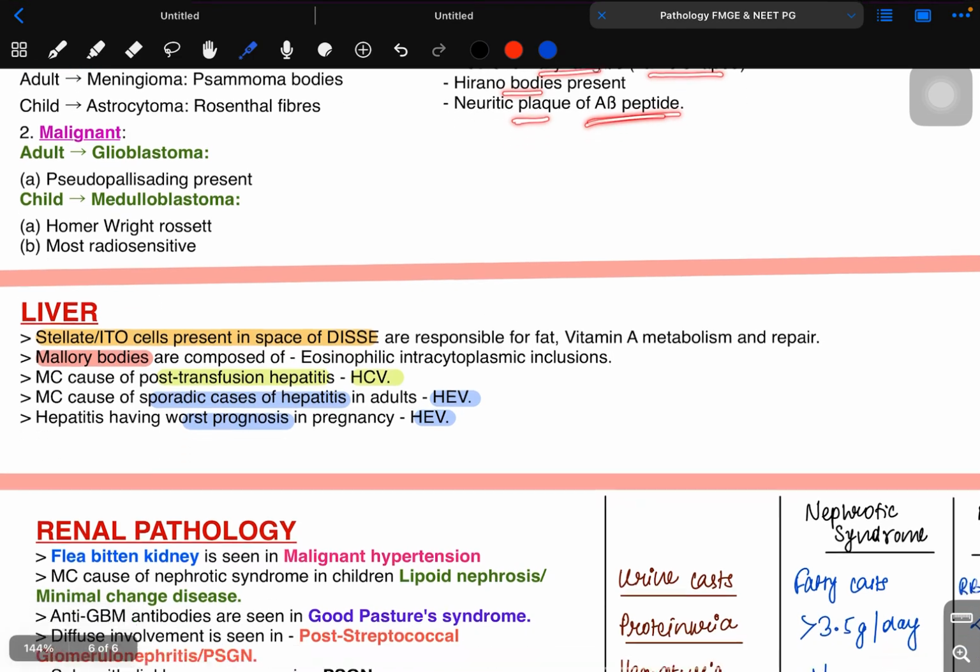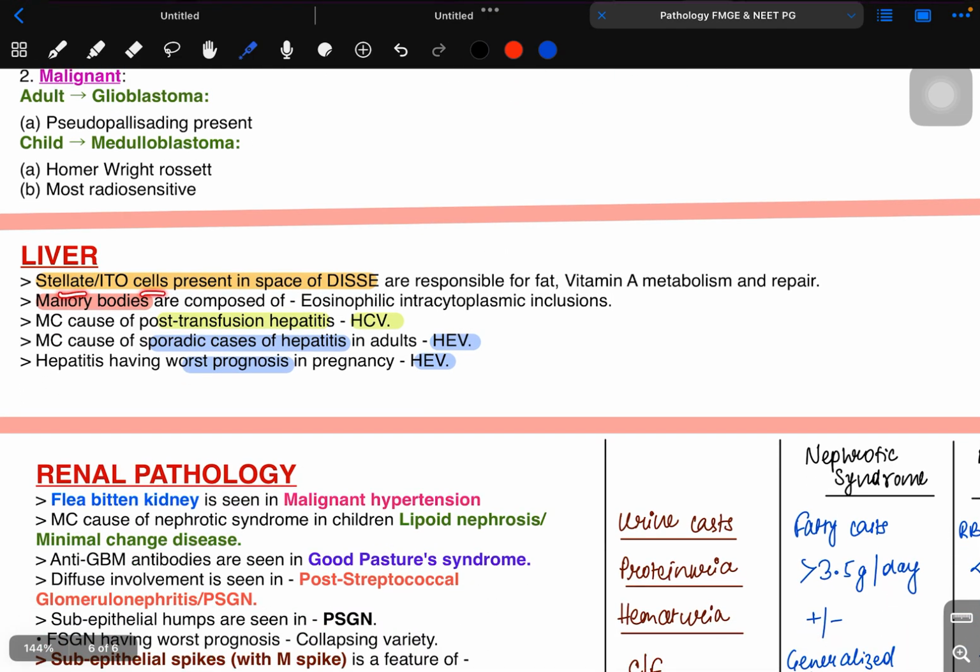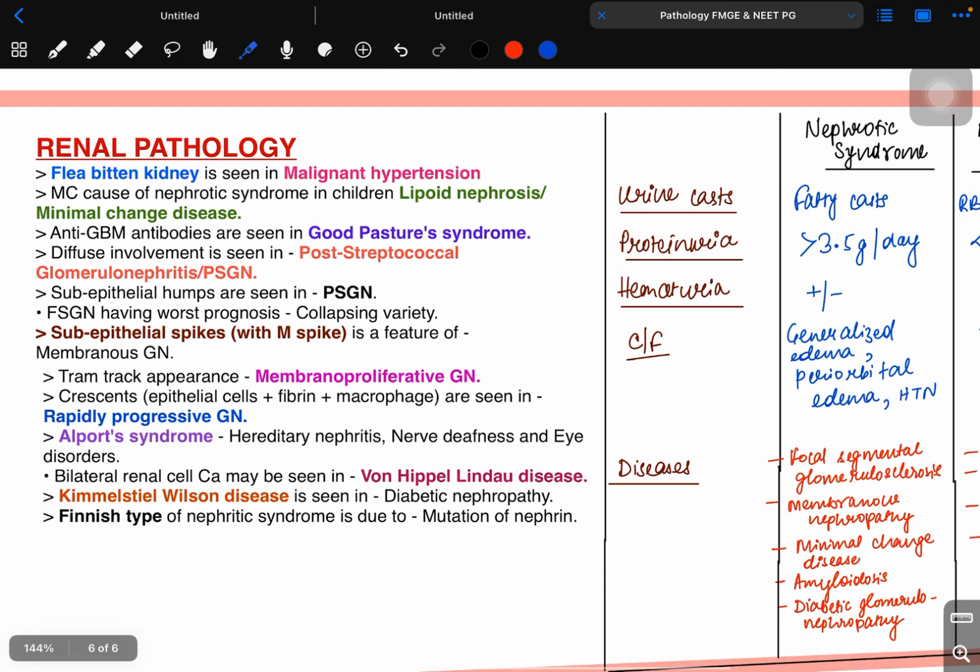Coming to liver, stellate or Ito cells present in the space of Disse are responsible for fat and vitamin A metabolism and repair. Mallory bodies are composed of eosinophilic intracytoplasmic inclusions. Most common cause of post-transfusion hepatitis is hepatitis C virus. Most common cause of sporadic hepatitis is hepatitis E virus. Hepatitis having the worst prognosis in pregnancy is hepatitis E.